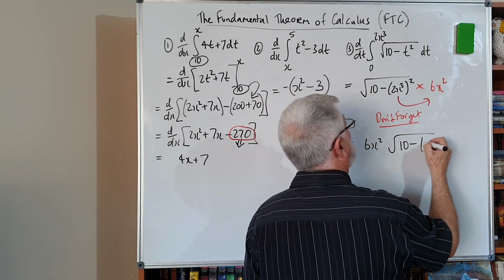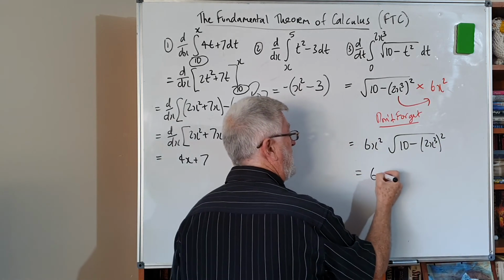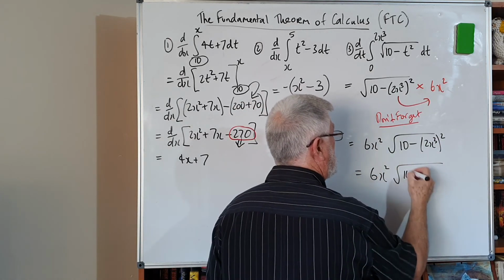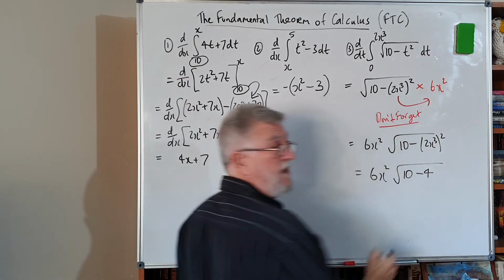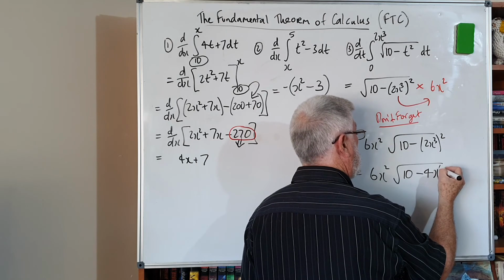Times the square root of 10 minus, and I could write that like that, or if I wanted to, I should go a step further: 10 minus 2 squared is 4, and then you've got the x cubed. When you square it, it's x to the power of 6.